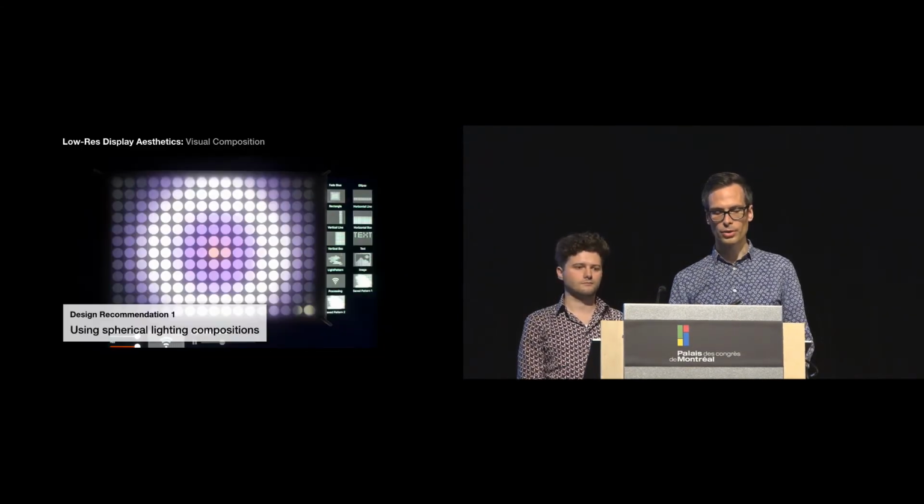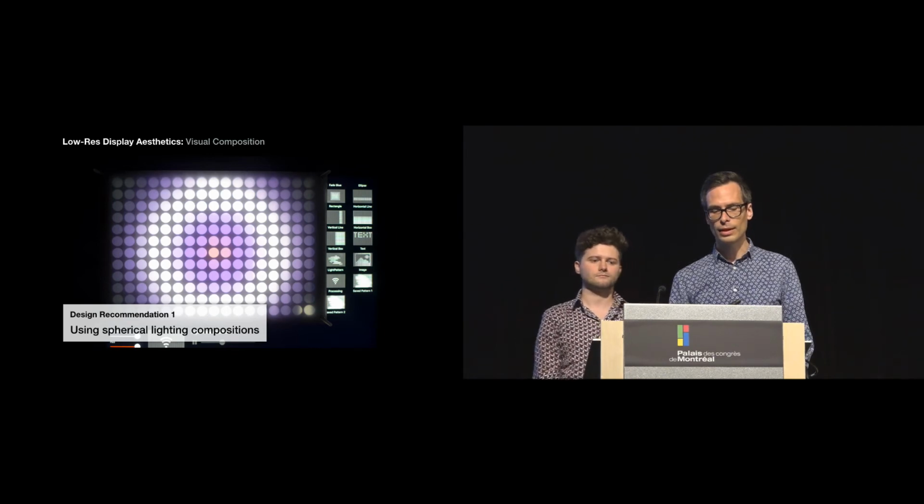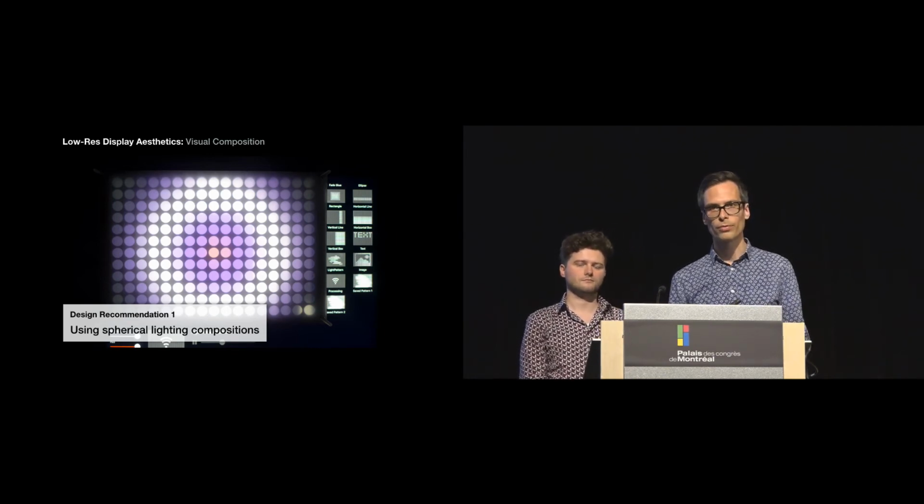The first design recommendation is to use spherical lighting compositions, which was something that we found participants to explicitly refer to as being perceived as aesthetically more pleasing in the study. Interestingly, they preferred spherical or circular visualizations over rectangular visualizations, despite the fact that the display itself was rectangular. This was also linked to movement, and movement seemed to additionally increase the aesthetic perception of the visualizations, as is illustrated in this short video excerpt from the interviews.